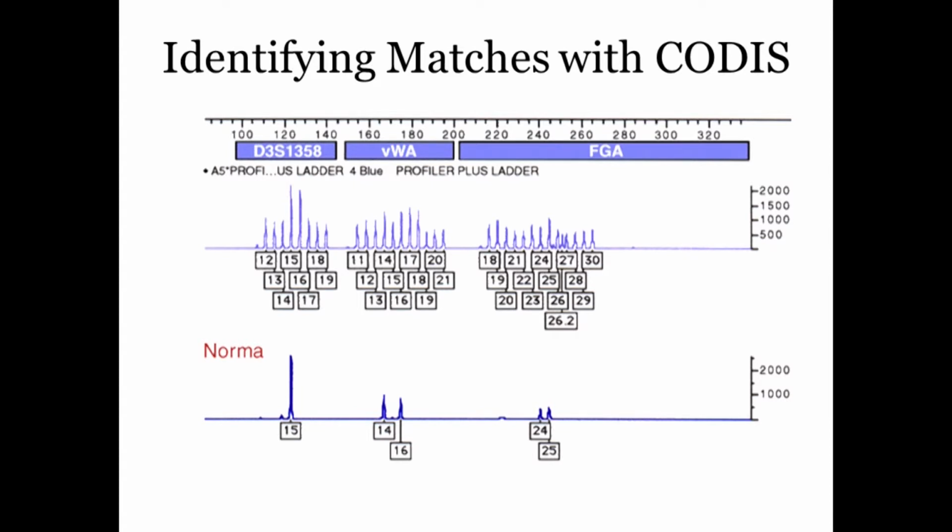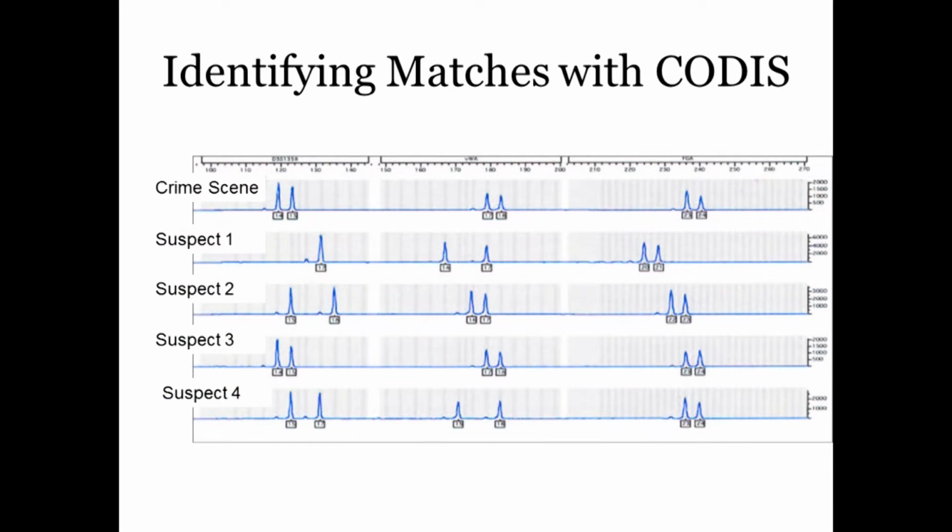As opposed to that, in these two regions, Norma inherited from her mother and father two distinct repeat lengths, 14 and 16 in this case, and 24 and 25 in this case. Now, the reason for showing you all of that is we can compare profiles that are established from crime scene samples and profiles developed from suspects identified through relationships to the suspect or the victim, or proximity to the crime scene, etc. And so you can look visually at where the peaks are and the numbers that they correspond to.